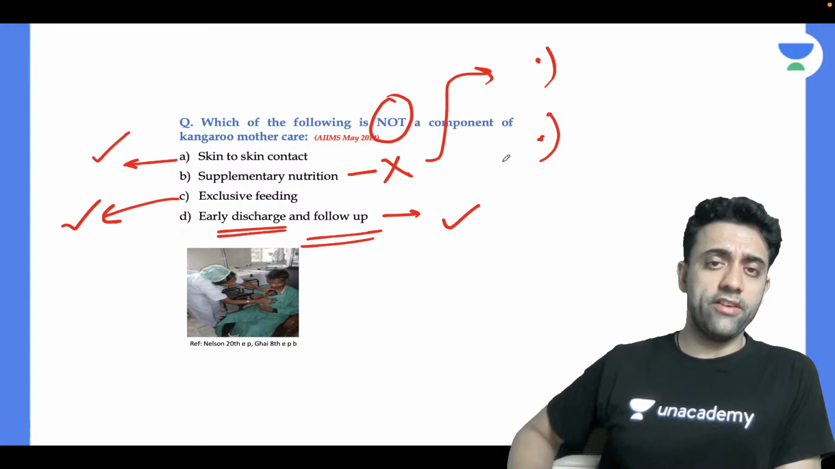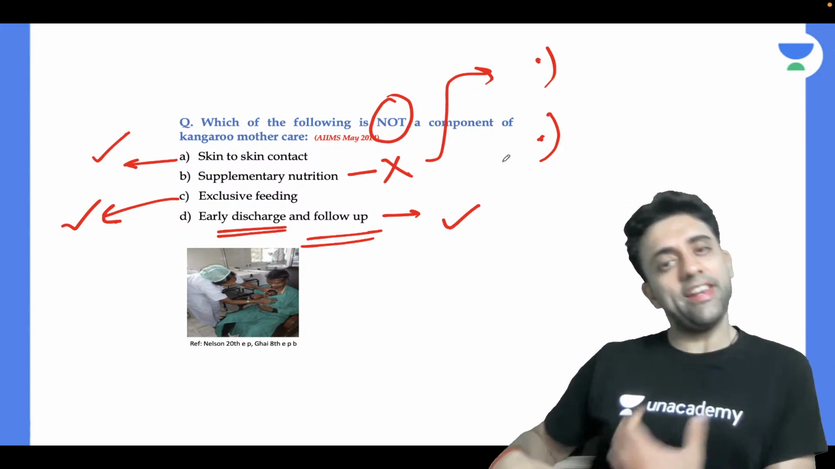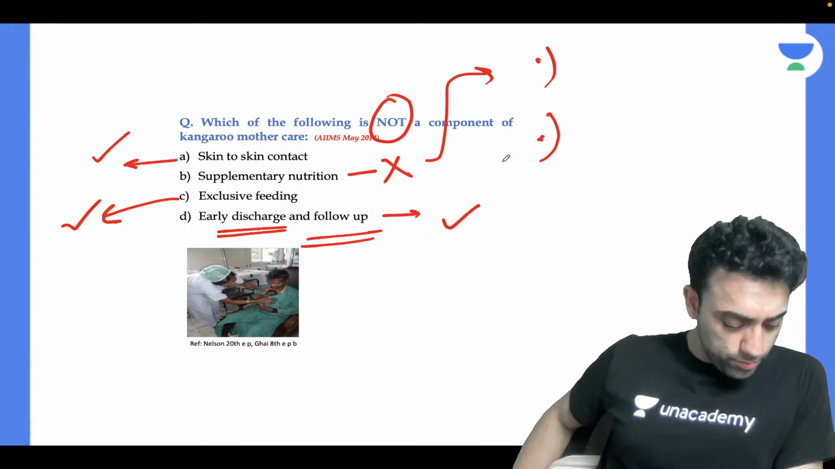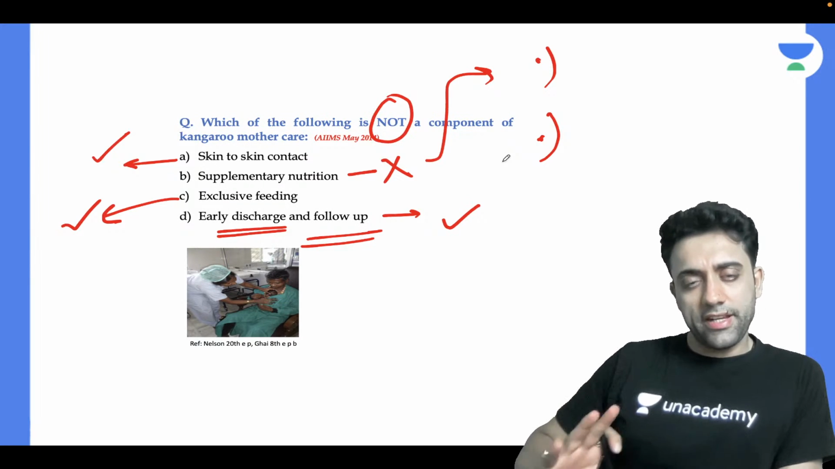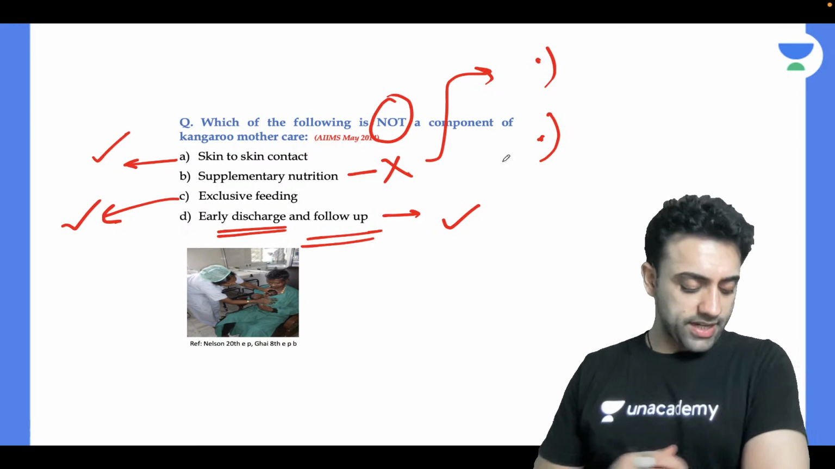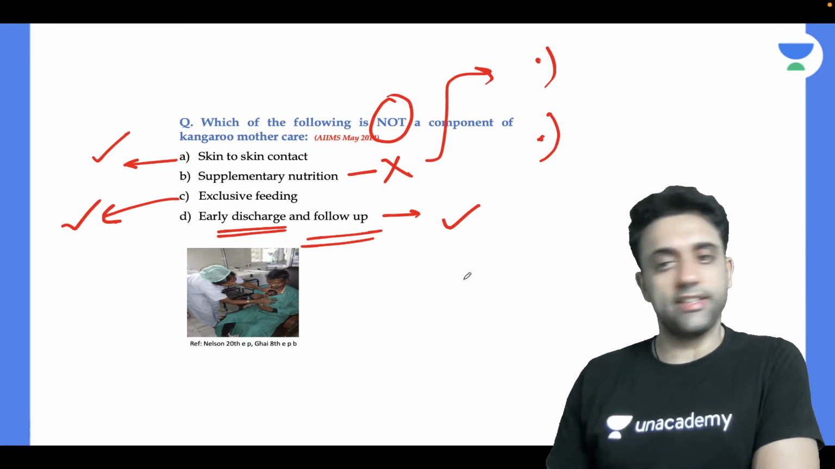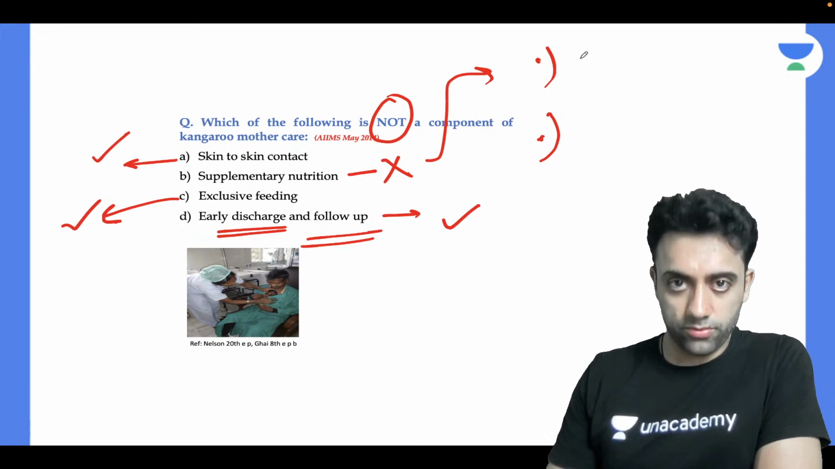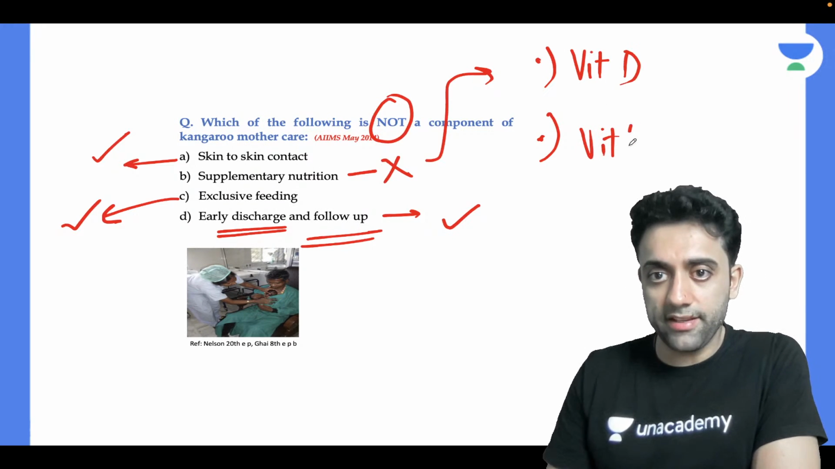And normally what supplementary nutrition do we give to a newborn? Anyone? कोई न्यूबॉर्न बेबी कुछ देते हैं अदर देन मदर मिल्क? Do we give anything else to a newborn? Do we give any nutrients to the baby, any other additional supplements? Yes or no? कौन सा क्या देते हैं? कुछ देते हैं। Vitamin D and vitamin K, yes or no?